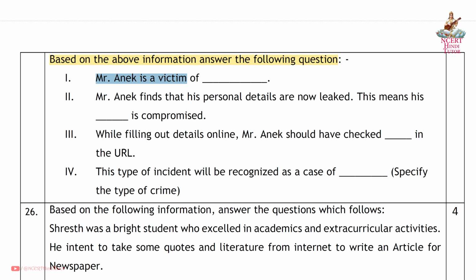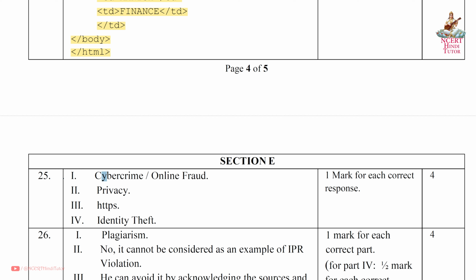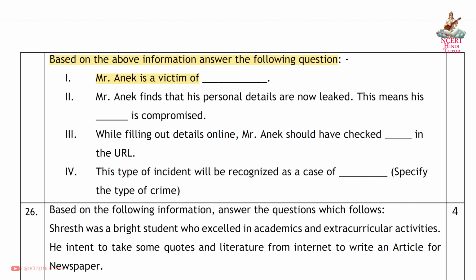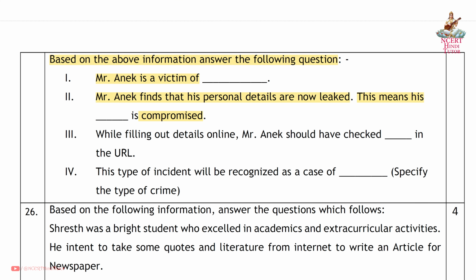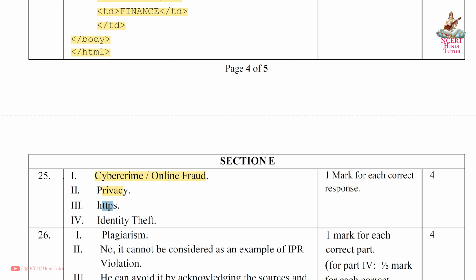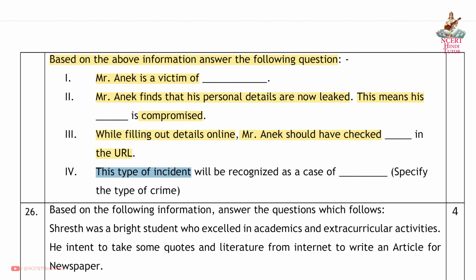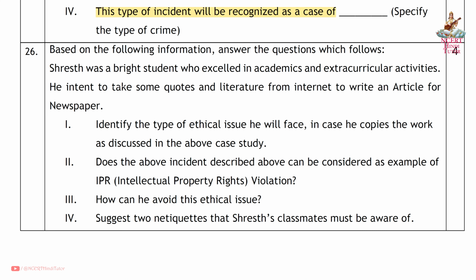First, Mr. Anek is a victim of dash. Answer: cybercrime, online fraud. Second, Mr. Anek finds that his personal details are now leaked. This means his dash is compromised. Answer: privacy. His privacy is compromised. Third, while filling out details online, Mr. Anek should have checked dash in the URL. Answer: HTTPS. Fourth, this type of incident will be recognized as a case of dash, specify the type of crime. Answer: identity theft.